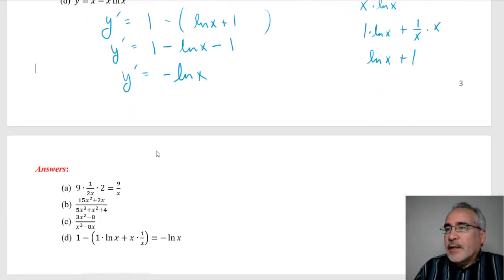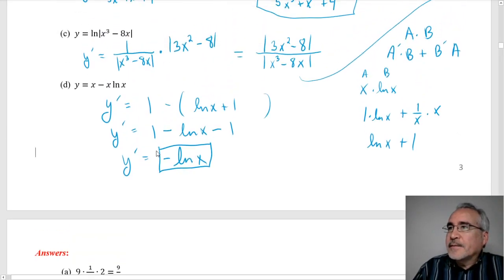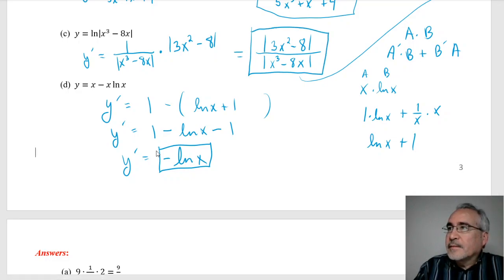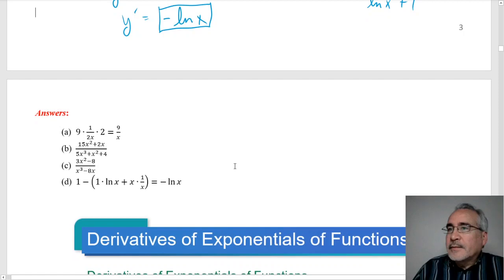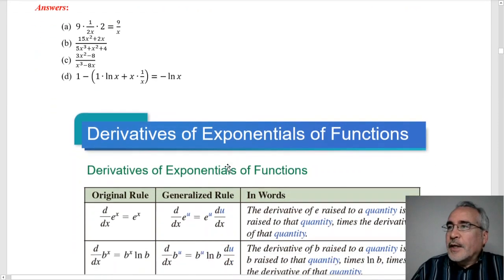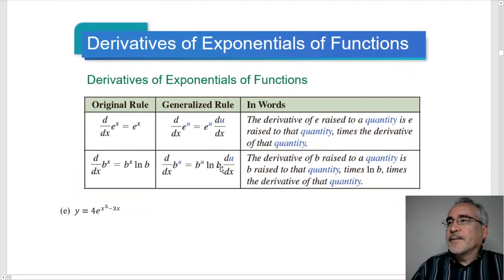And again, we can check our answers. It did simplify pretty good. They did show all the steps, which is good, but that's what we end up with. So we'll box that one in too. Excellent. So let's move on to exponentials.